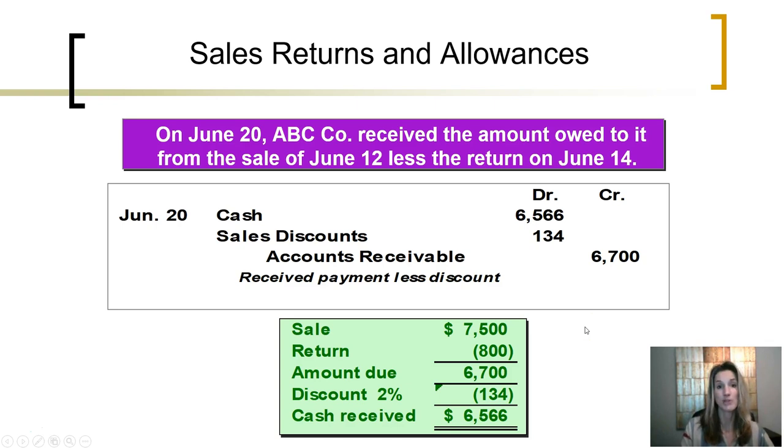So remember, the general rule here is if something happens after the original revenue is recorded that causes the originally recorded revenue to decrease, hence a sales discount or a return and allowance, we use a contra revenue account to keep track of the revenues that were given up due to the discounts or returns. We do not directly reduce the revenue account.